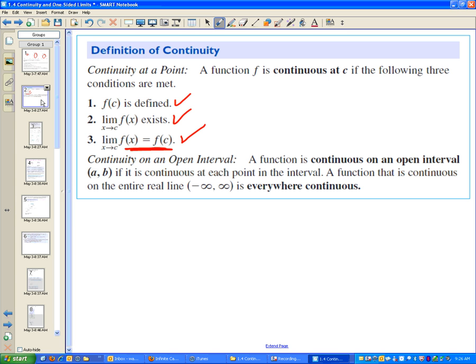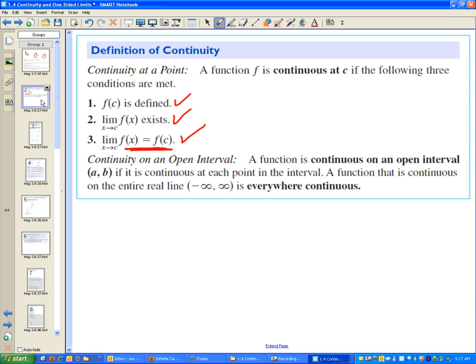So, a function is continuous at x equals c if f of c exists, if the limit of f of x as x approaches c exists, and if the limit of f of x as x approaches c equals f of c. So that's continuity at a point.